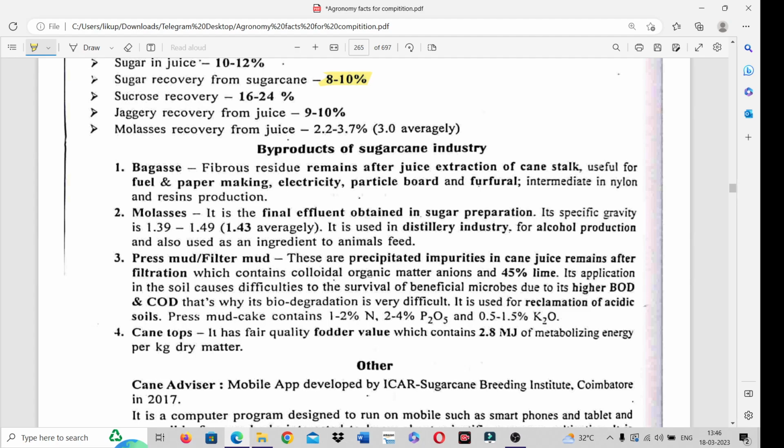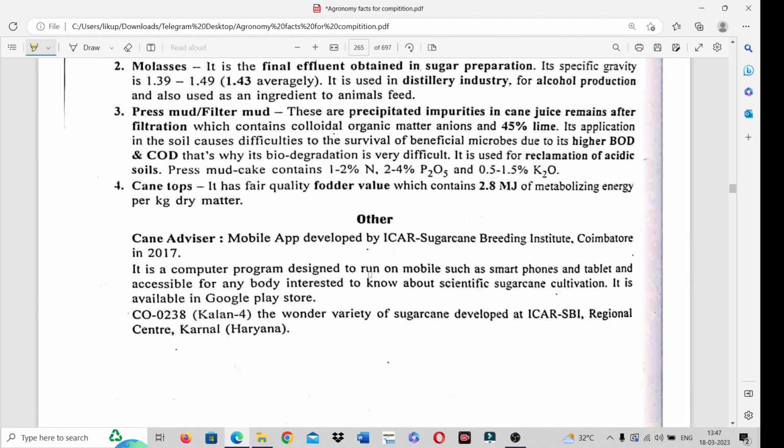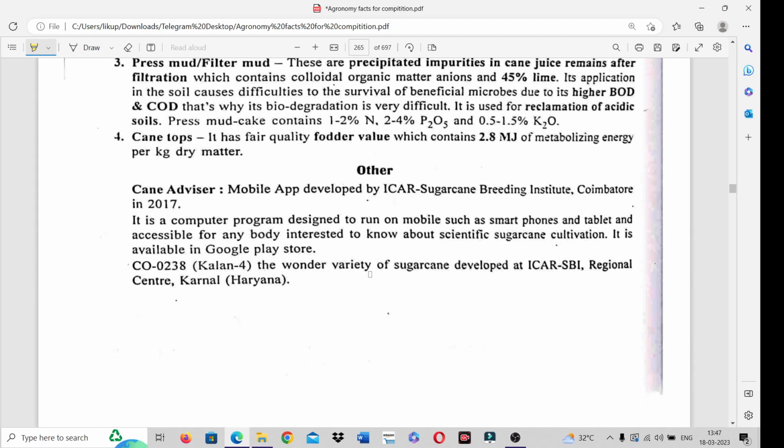Press mud cake contains 1 to 2% nitrogen, 2 to 4% P2O5, and 0.5 to 1.5% K2O. Cane tops have fair quality fodder value, which contains 2.8 megajoule of metabolizable energy per kg dry matter. Cane Advisor is a mobile app developed by ICAR Sugarcane Breeding Institute, Coimbatore.